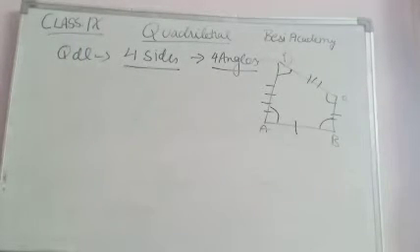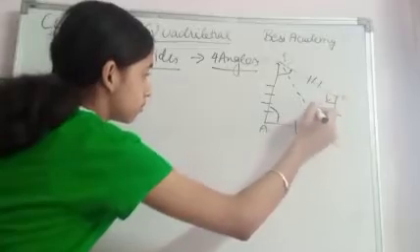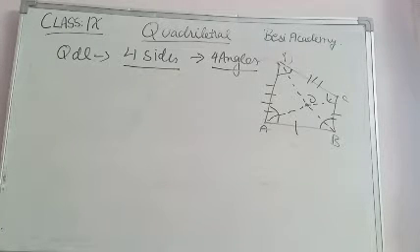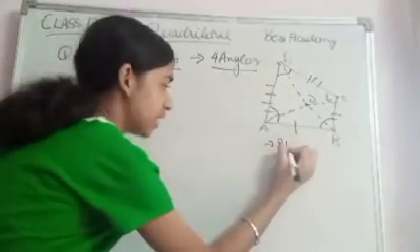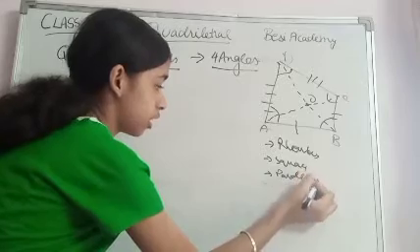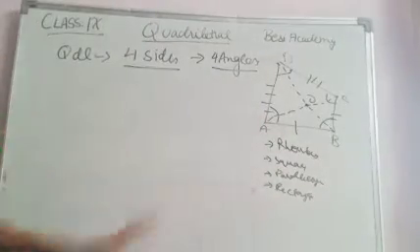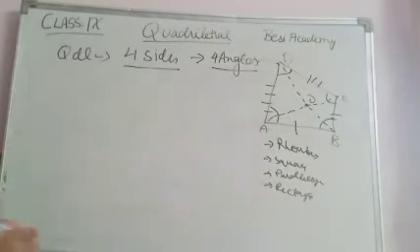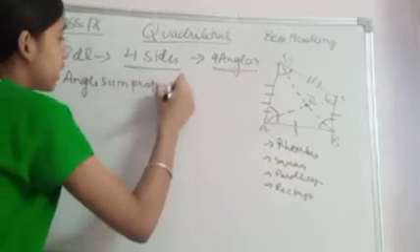And the diagonals bisect each other at a point O. In this chapter, we will do some properties related to quadrilateral and different types of quadrilateral. Quadrilaterals have different types like rhombus, square, parallelogram, rectangle, and many other shapes. So these are all examples of quadrilateral.